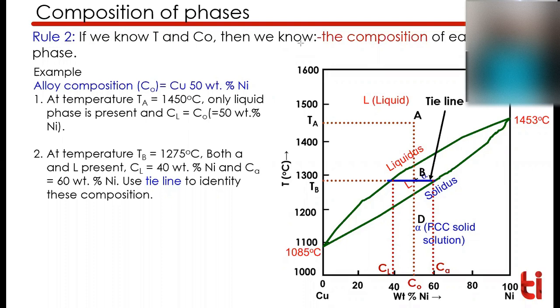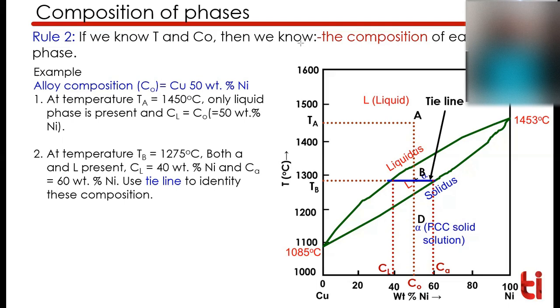So that's the reason. In the solid, if you compare, the solid will have more nickel compared with the liquid. So that's the reason. So here C alpha has composition copper 60 weight percent nickel, and liquid composition is copper 40 weight percent nickel, and C naught is 50 weight percent composition. So at any temperature, at any composition, you can identify what is my phase composition.